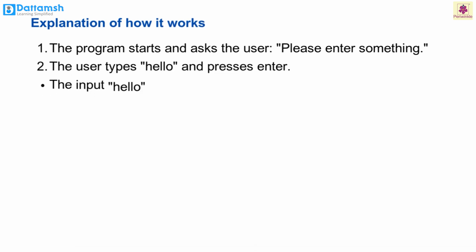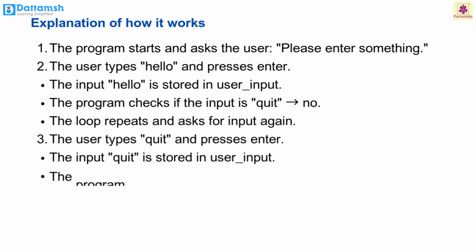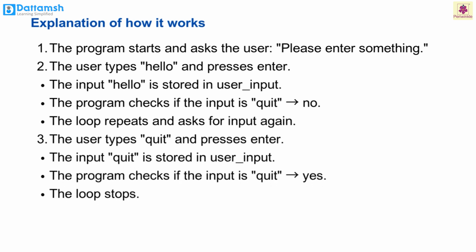Explanation of how it works. The program starts and asks the user, please enter something. The user types hello and presses enter. The input hello is stored in user input. The program checks if the input is quit. If no, the loop repeats and asks for input again. Then the user types quit and presses enter. The input quit is stored in user input. The program checks if the input is quit. If yes, the loop stops.